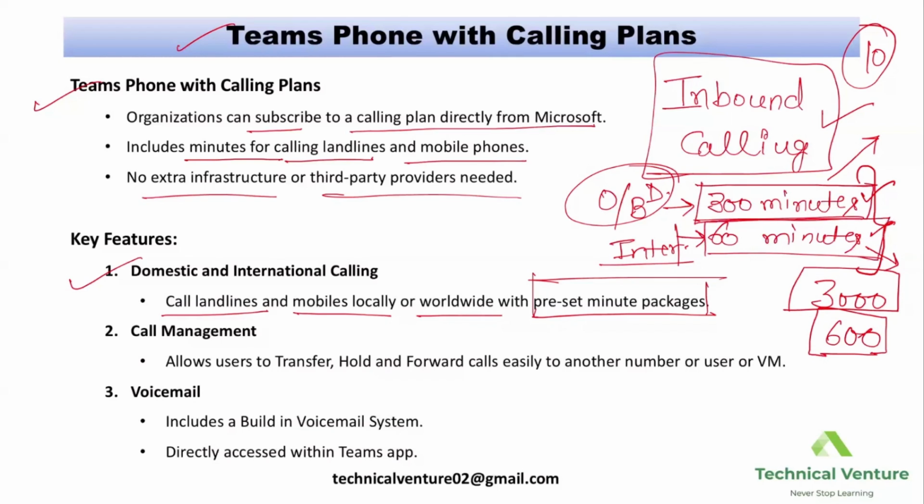Now you have purchased it for 10 users. You have combined minutes of 3000 domestic and 6000 international. So this is on a per tenant basis. It's not like if one user exceeds this limit of 300 minutes, he won't be able to make calls. No, he can make calls, because this 3000 limit is for your tenant. It's not for one user, it's for your tenant. This 600 minutes is not for a single user, it's on a per tenant basis.